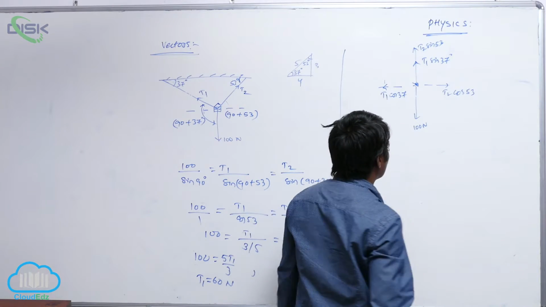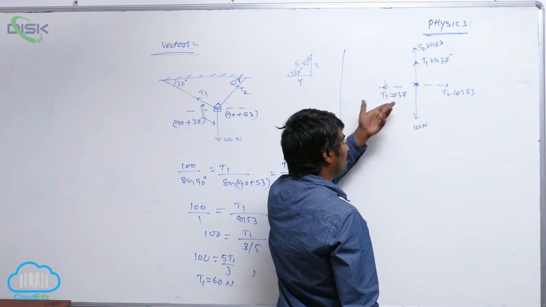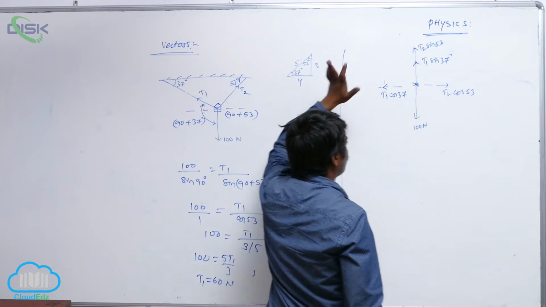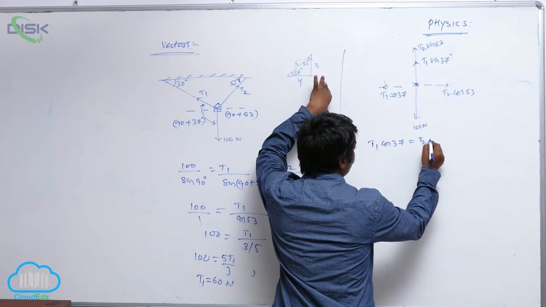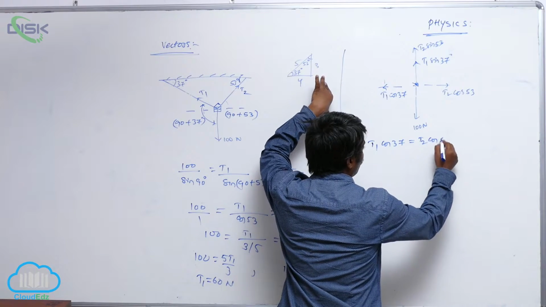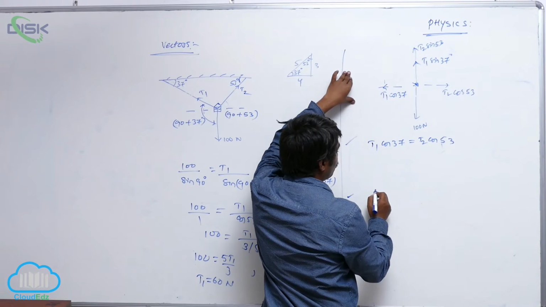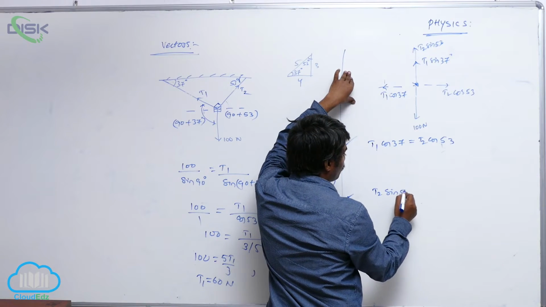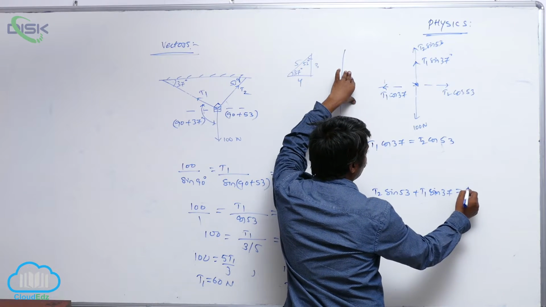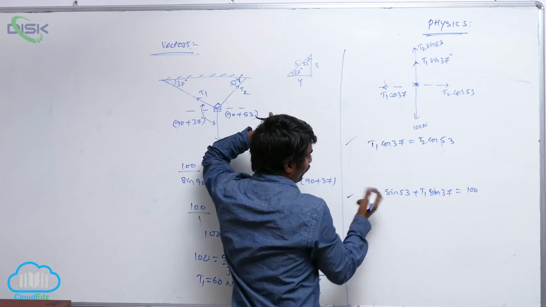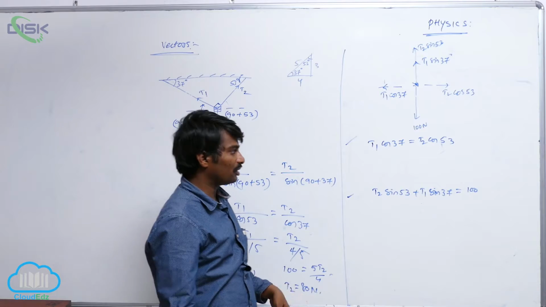It is under equilibrium position. So left force is equal to right force, upward force is equal to downward force. So then only this object is in equilibrium position. That is T1 cos 37 is equal to T2 cos 53 is one condition. And another condition is upward forces are equal to downward forces. So T2 sin 53 plus T1 sin 37 is equal to 100. And we are having two equations. So solve for two variables T1 and T2, that's all.